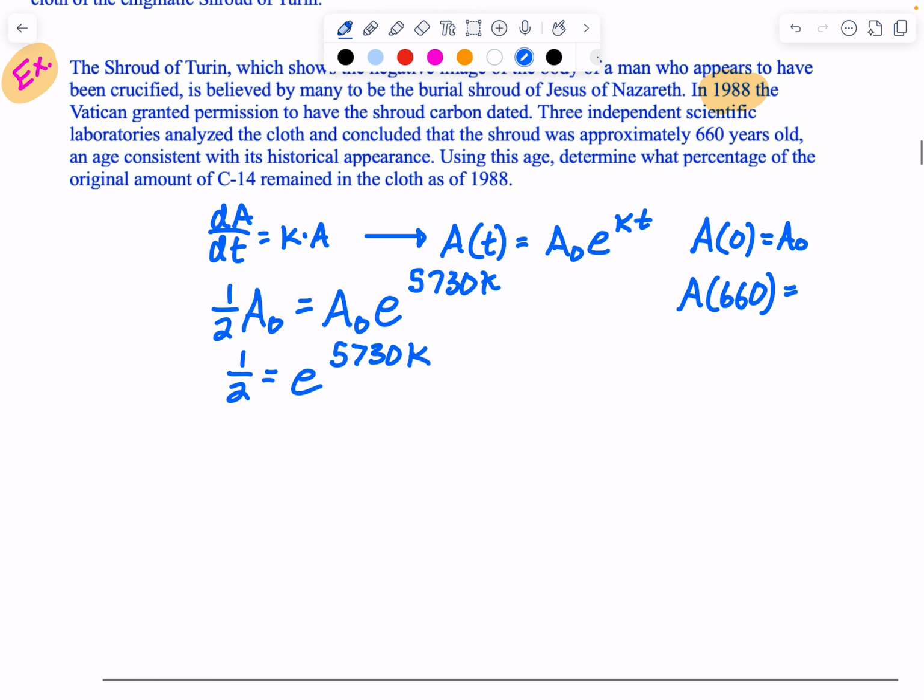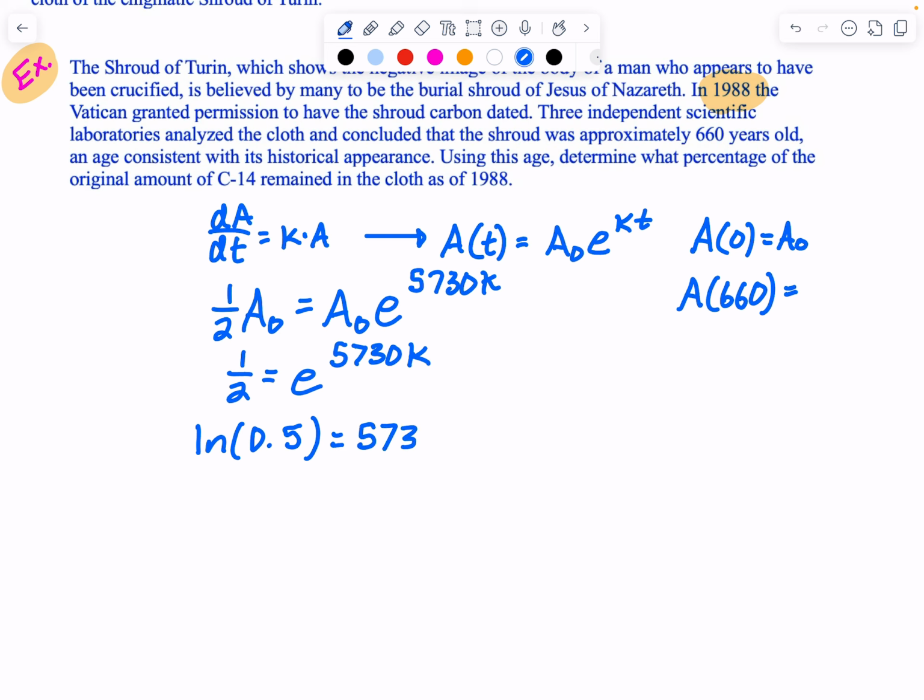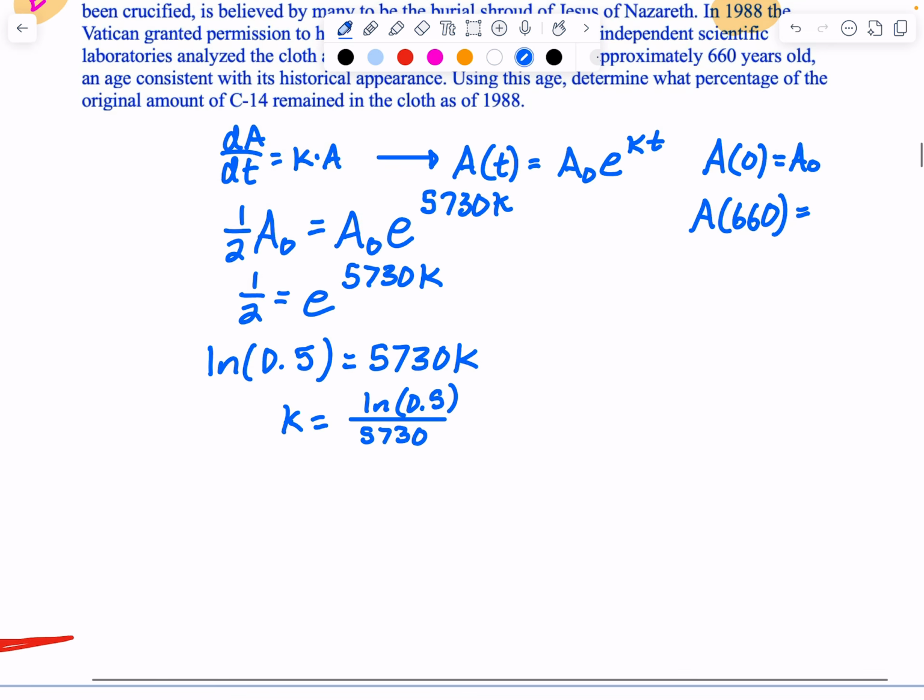All right, so now this is just an ln problem. I'm going to change it to 0.5 just for my calculator. And then I know this is equal to 5730K. I have it as a decimal here, so I'm going to go ahead and just give it to you guys instead of pulling my calculator up. I got K is negative 0 point. Actually, let's use the exact. Let's do that. I didn't do that in my notes, but let's do it here. I know it's just ln of 0.5 over 5730. This is what I'm just going to put in my equation.